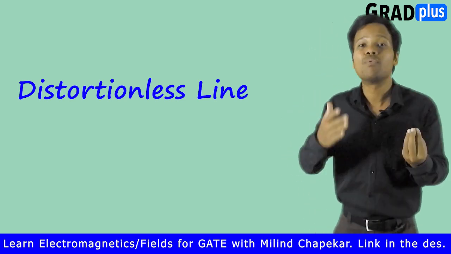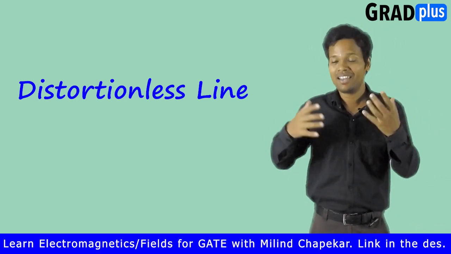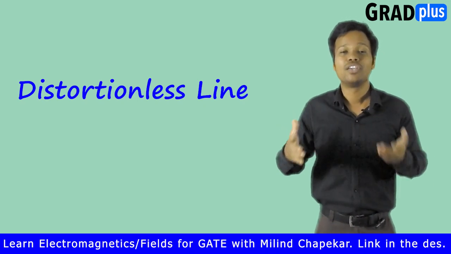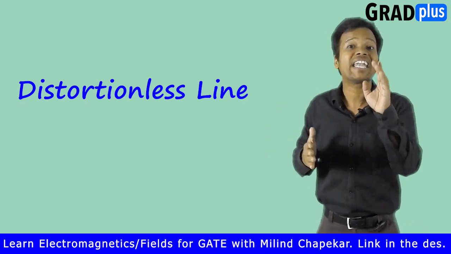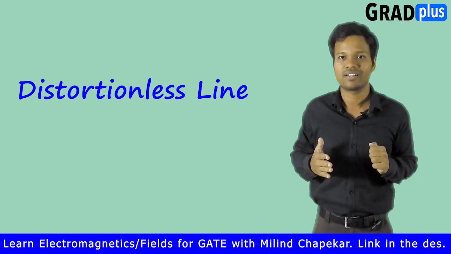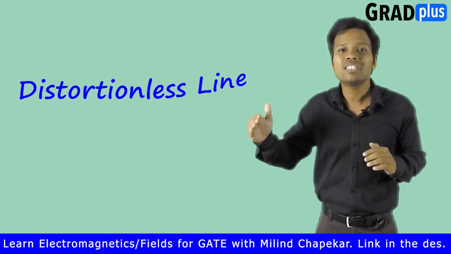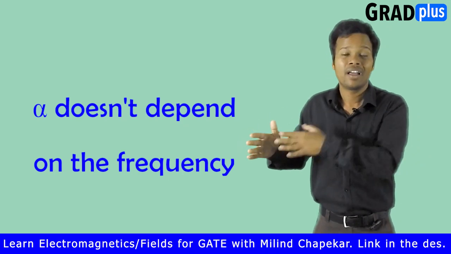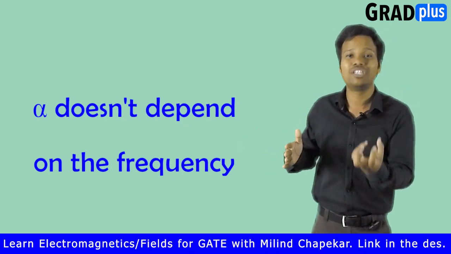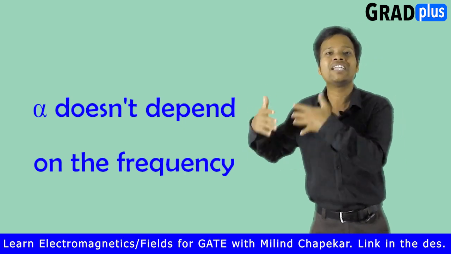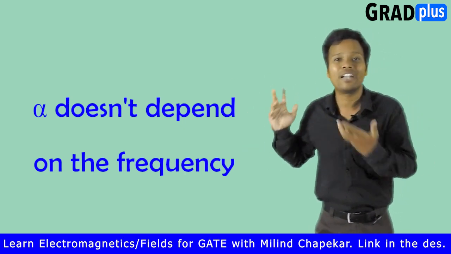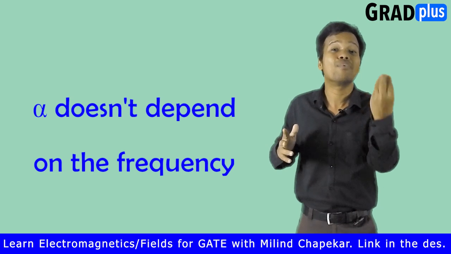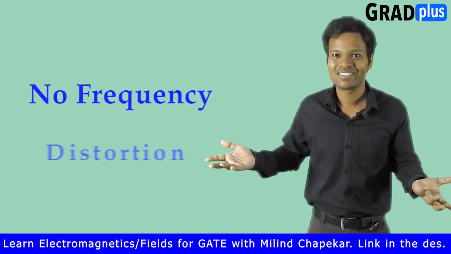When you achieve R by L equal to G by C, so basically when you solve mathematically, you will get alpha, the attenuation constant, as a frequency independent quantity. Alpha doesn't depend on the frequency if R by L equal to G by C. So alpha is independent of omega, alpha is independent of frequency. That means frequency distortion will be avoided.